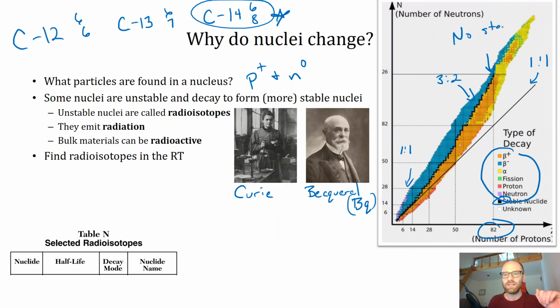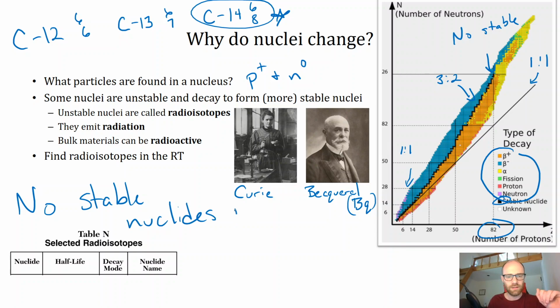No stable nuclides heavier than lead. As the particles get heavier, something about the nucleus, it's like too big, and that's when decay happens, when it's unstable. And lead is a nice line in the sand to keep in your head. Lead is the largest atom, the highest atomic number, for which a stable nucleus exists.